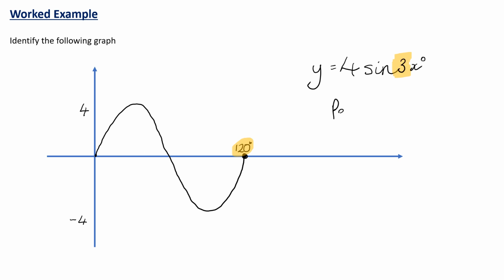And here the period is 120 degrees. And the amplitude is 4, because it goes up to 4 and down to -4.